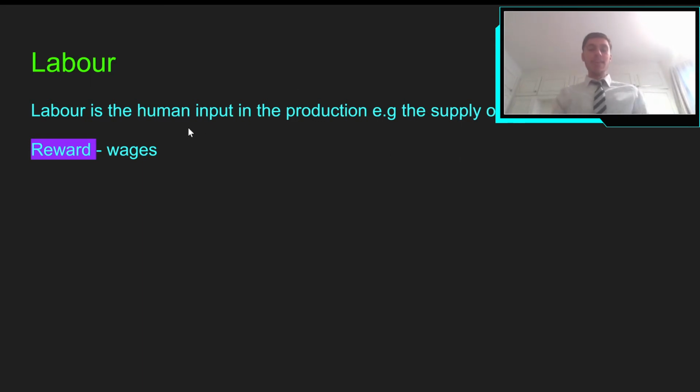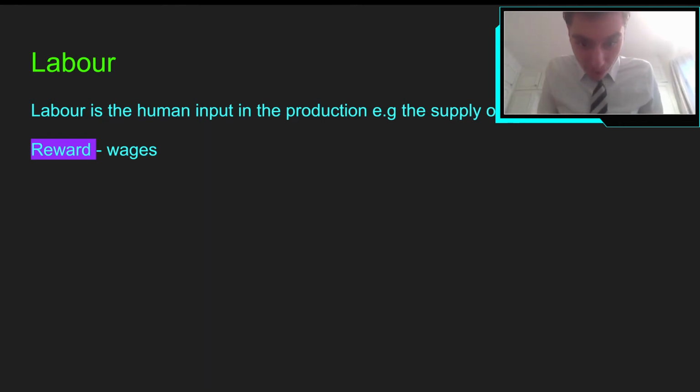And when laborers are working, as the reward they are given wages. Very easy to understand, isn't it? Just get these key concepts right. So land includes all the natural resources that would be used in production, and labor is the human input in the production. Example, the supply of workers available. You need labor to convert resources or input into output. Understand? Very simple. And the reward that you get for labor is wages.